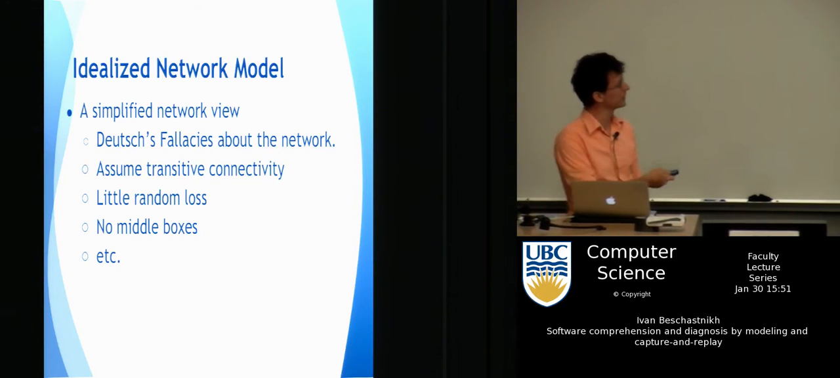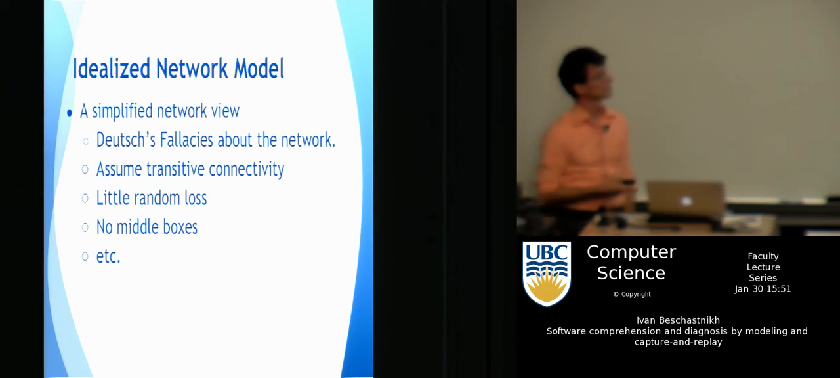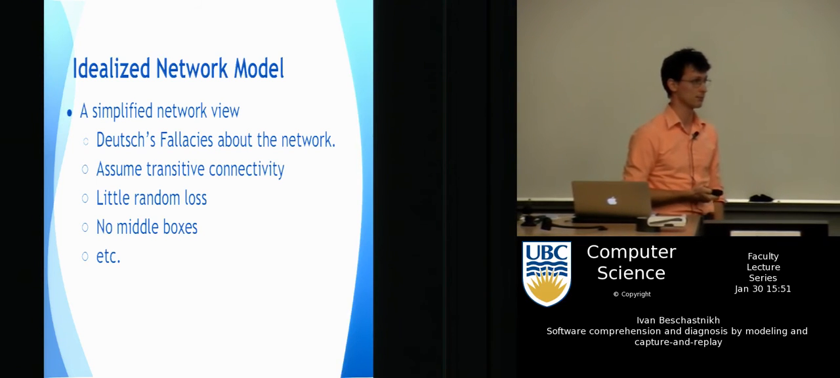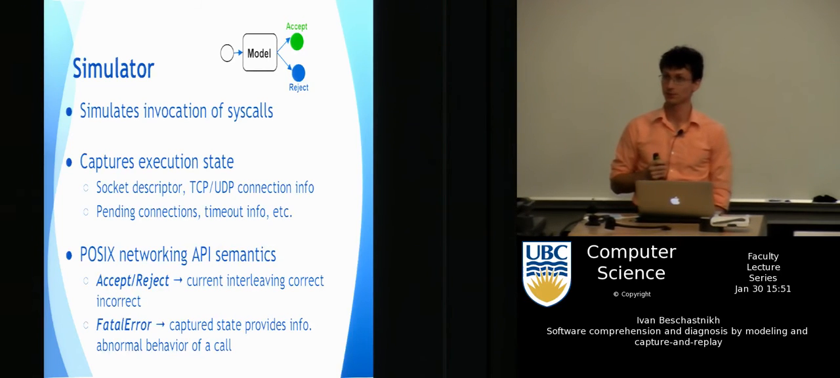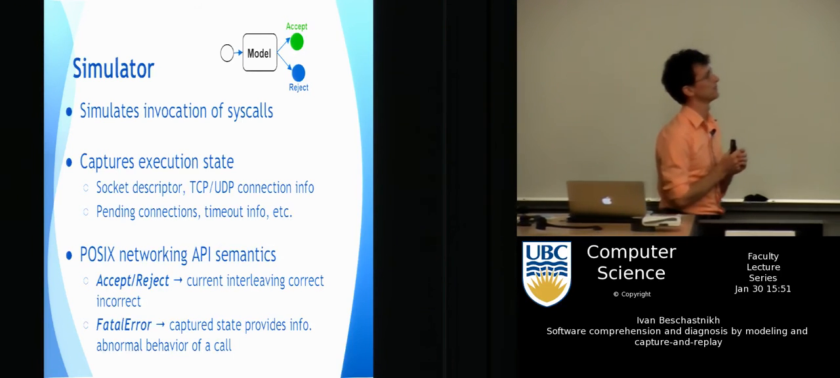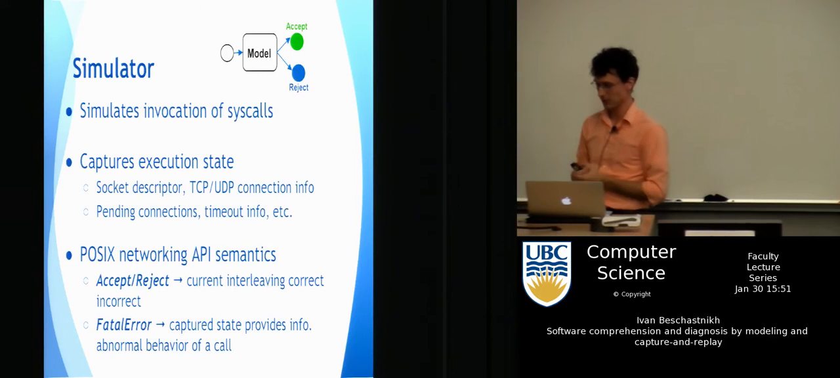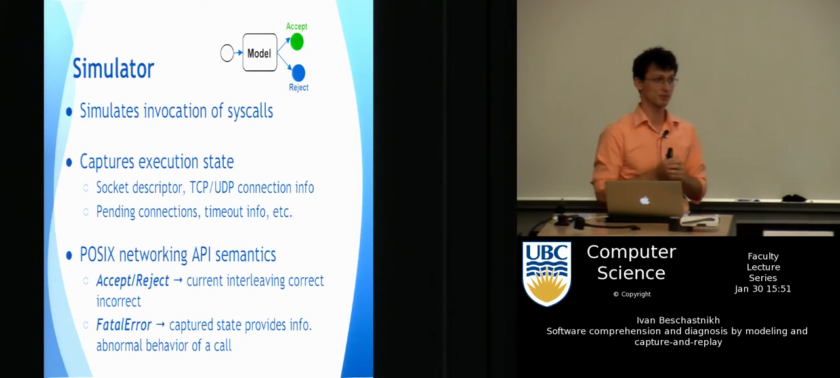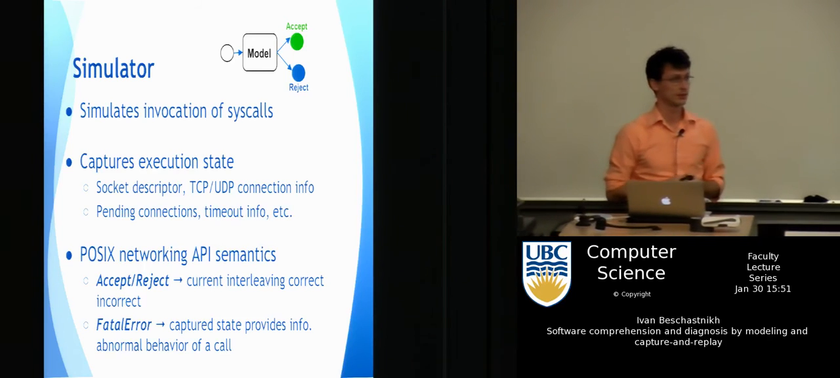Other things that are built in are things like no middle boxes between me and the remote host. There's very low loss, right? So you assume that the things that you send are actually received on the other side. And then the simulator just simulates the invocation of the syscalls. You can think of it as being a mini operating system or a mini implementation of the POSIX network API. So it sees that you're trying to create a new socket, it's going to allocate a new socket. It sees that you're trying to write some number of bytes, it's going to write some number of bytes to a buffer. So it's going to simulate all of the trace events that you observe.